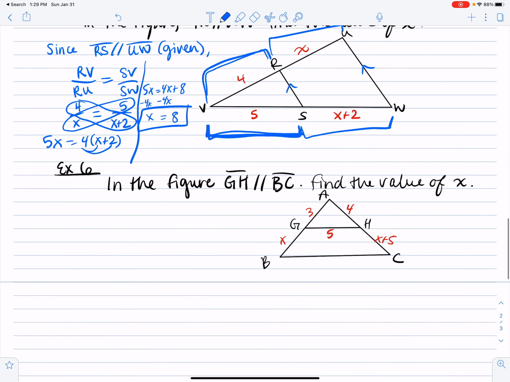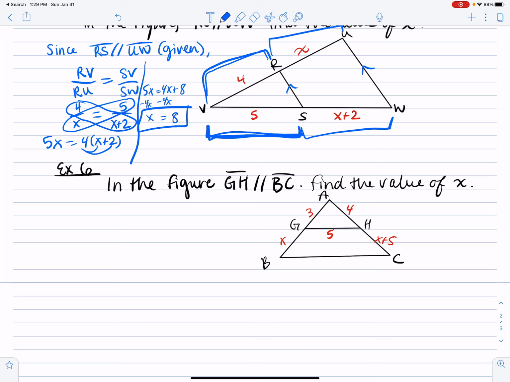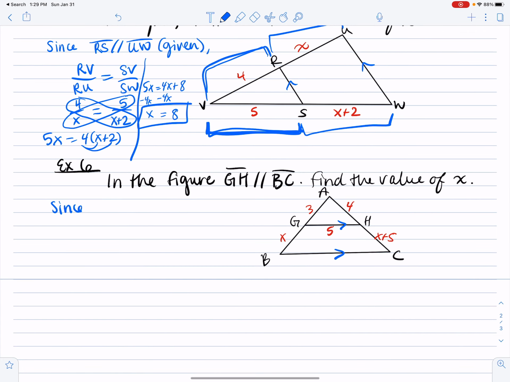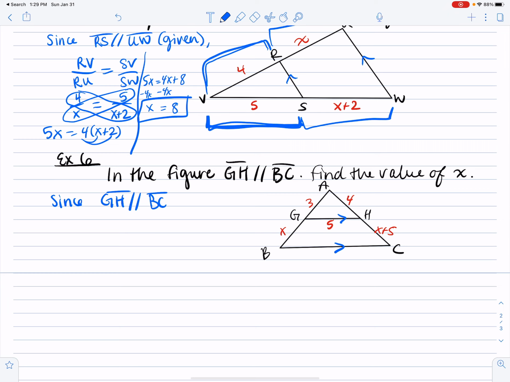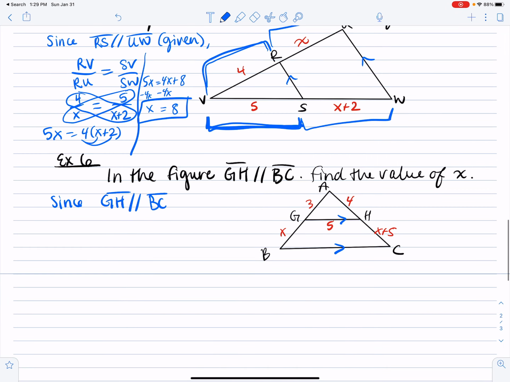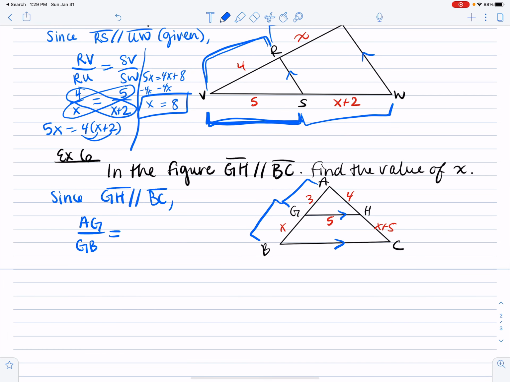Okay, and then the last problem, in the figure, GH is parallel to BC. So I'm just going to write that in here. Find the value of x, so very similar setup. You can go ahead and try and pause it and do this one on your own if you'd like to. Since GH is parallel to BC, then we can set up the proportion. Let's split this side into two parts first. So AG over GB, and let's do the same over here, AH over HC.